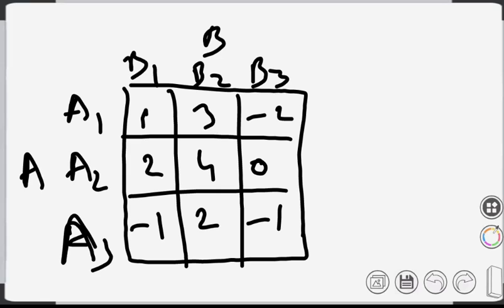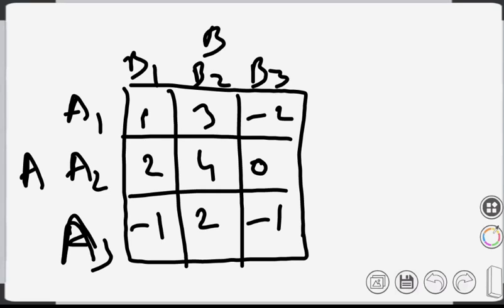Yes, there are two negative values. You do not know what player B will be playing. They are two different persons. You only know the outcomes.